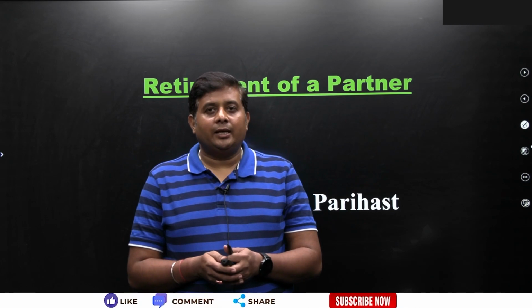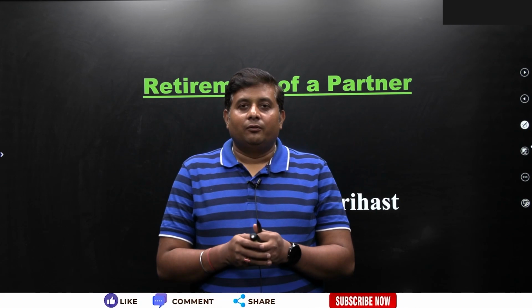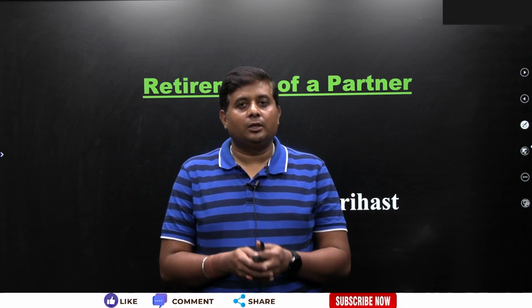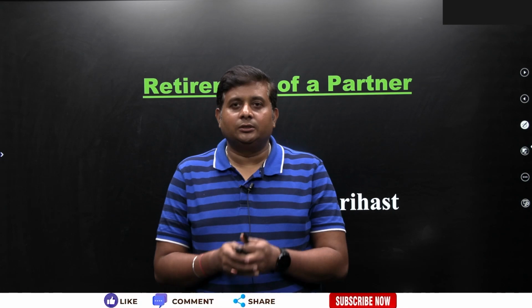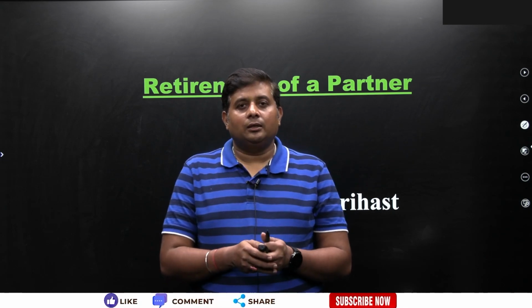So let's understand, whenever a partner retires, what happens? Basically whenever a partner retires, he gets two things back: whatever amount he has contributed on account of his capital, and whatever amount he earns for his share of goodwill. So he gets back these two things.